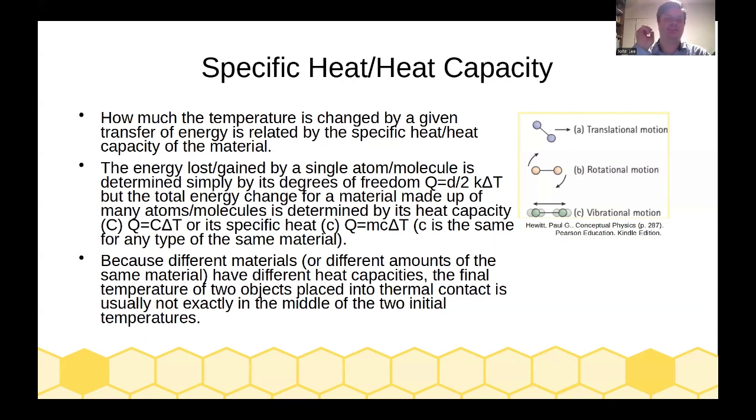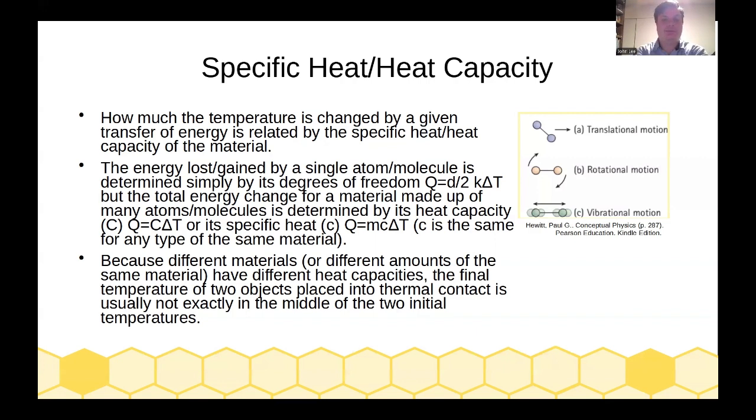But the total energy change for a material made up of many atoms is determined by its heat capacity. Heat is equal to the heat capacity big C times the change in temperature, or by its specific heat. Heat is equal to the mass times the little c, the specific heat, times delta T, where little c, the specific heat, is the same for any type of the same material. So 2 kilograms of gold will take twice as much heat to raise 1 degree Celsius as 1 kilogram of gold, but they are going to have the same specific heat for the same material.